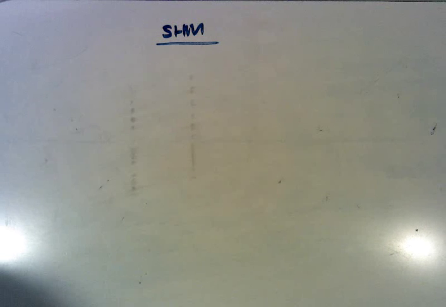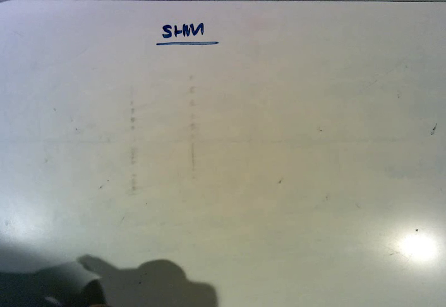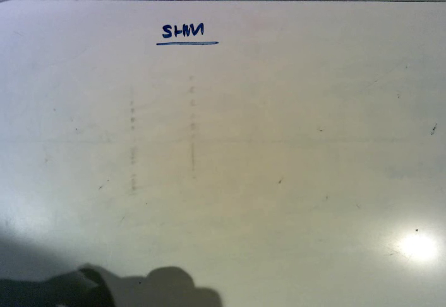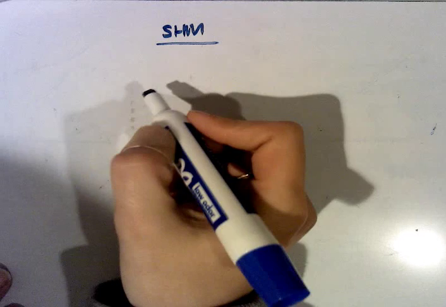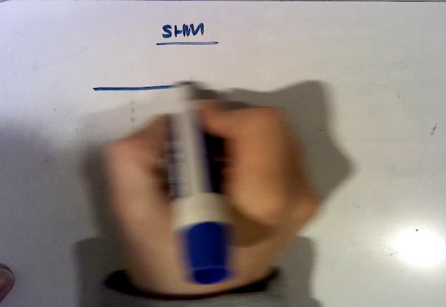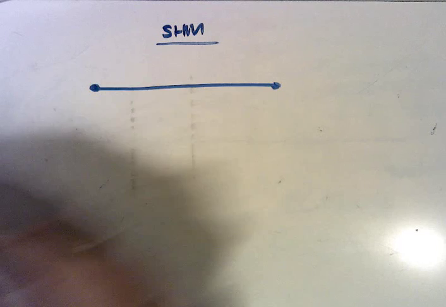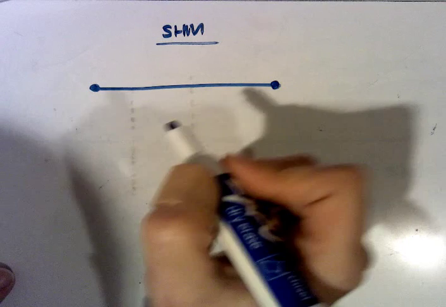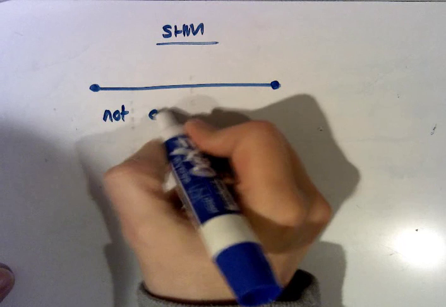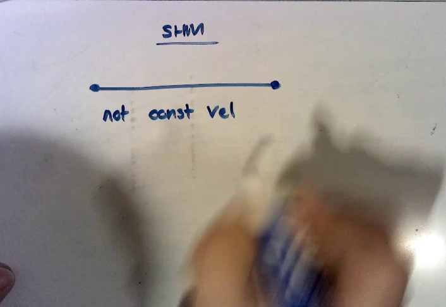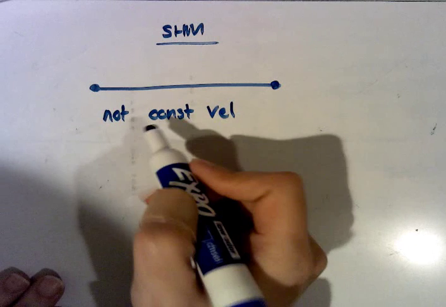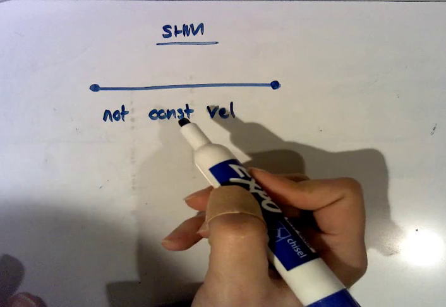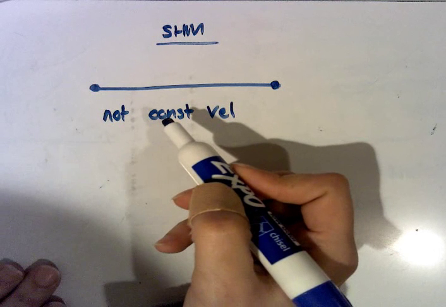Now, in that situation, the problem that we have is that when we're looking at various positions during our simple harmonic motion, so if we think about something oscillating from side to side, we know that it's not constant velocity. And that can become a problem when we're trying to work out how far something's travelled in a certain amount of time, or indeed how long it's taken to travel a certain distance.